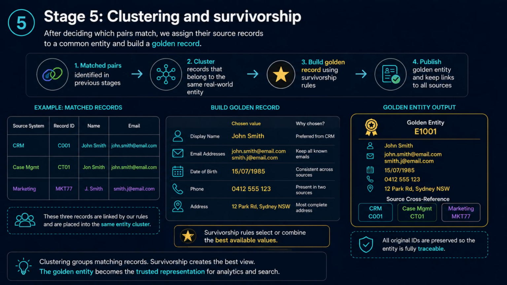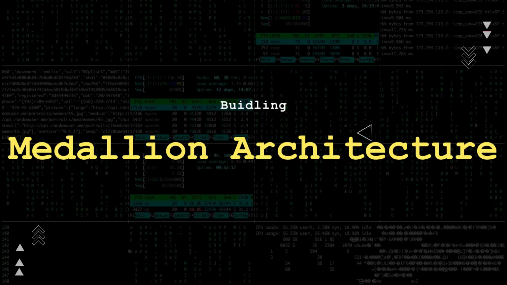Stage 5, clustering and survivorship. After deciding which pairs match, we assign their source records to a common entity. We then build a golden record. The golden record selects or combines the best available values. For example, we may prefer the CRM name for display, but we may retain both known email addresses. We also preserve the IDs from each source system so that the entity remains traceable back to the original records. Now that we understand the architecture, let us build it.